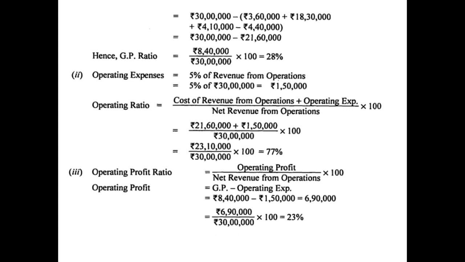Now we'll put the values in the formula. Operating profit ratio is equal to operating profit, that is 6,90,000, upon net revenue from operation, that is 30 lakh, into 100, which comes to 23%.